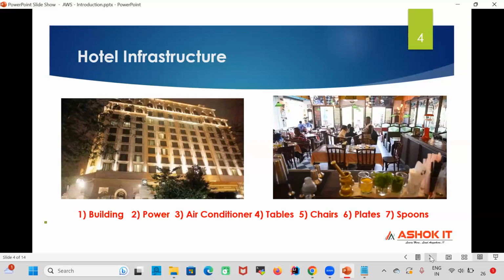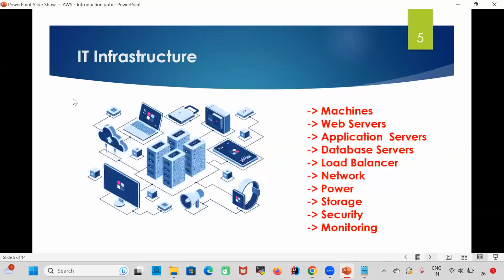Similarly, if I want to run one software company, then we need several machines. We need machines, nothing but we need some computers. We need some servers. We need databases, load balancers, network, power, storage, security, monitoring.